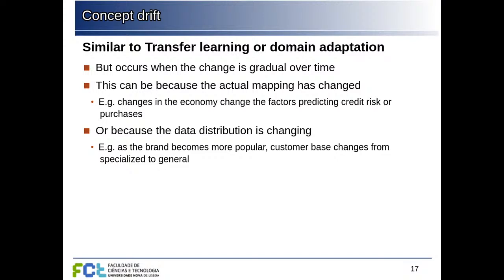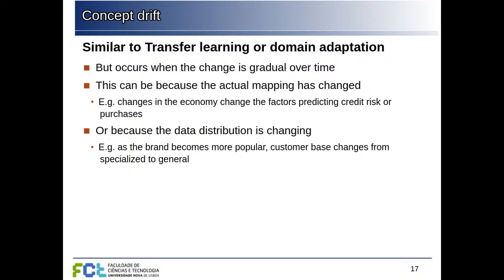Or it may be not because the function is changing, but because the distribution of the data is changing. So you start with a small shop that has some very specific clients that are interested in the things that you're selling, like board games or something like that. And then it becomes very popular, and now everyone wants to buy those games. You have more stores and so on, but now the customer pool is very different, the distribution is very different, and you may have to relearn some things about that structure.